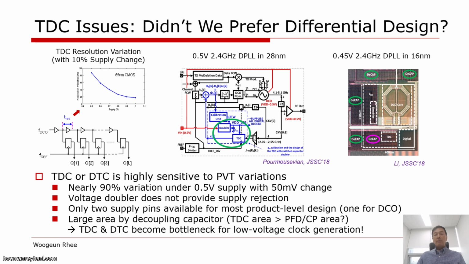Even when we are using a voltage doubler to boost the supply voltage of the TDC, it does not mean that it can provide supply rejection. That means we still need an LDO to provide a well-regulated supply voltage. Also, in product-level design, in most cases only two supply pins will be available, and one is reserved for the DCO. And then there is also large area. A large area is typically used to provide decoupling capacitors, which nullify the benefit of the compact area of an all-digital PLL design.